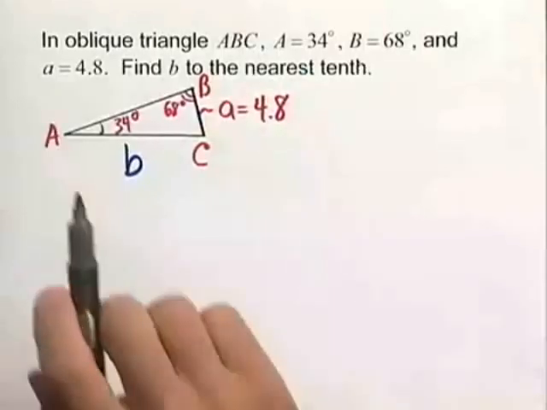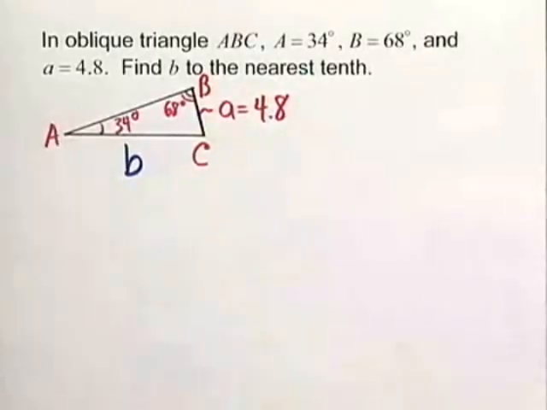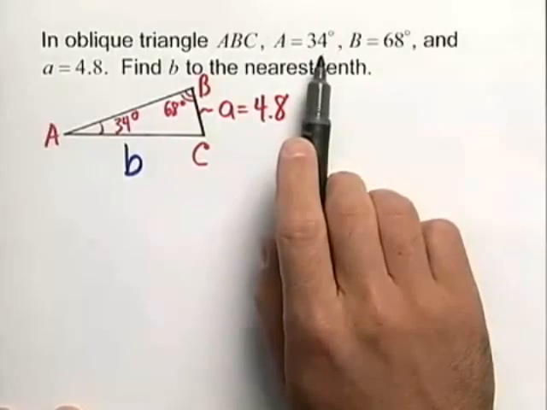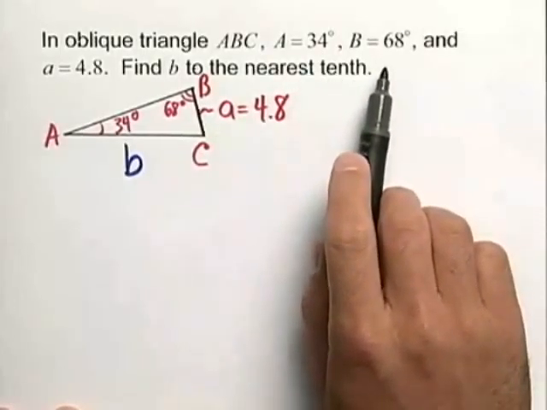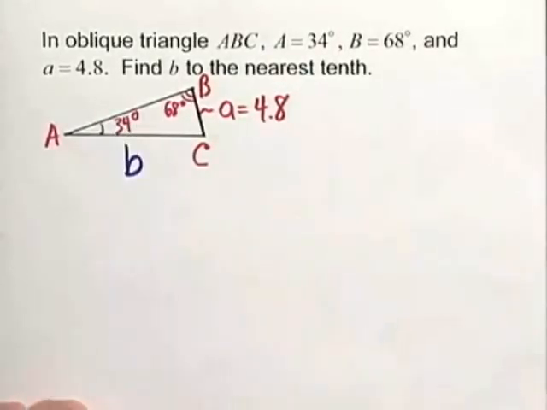Let's find the value of a side of an oblique triangle using the law of sines. In an oblique triangle ABC, where angle A is 34 degrees and angle B is 68 degrees, we also know that side a is equal to 4.8, the length of one of the sides. We want to find side b to the nearest tenth.